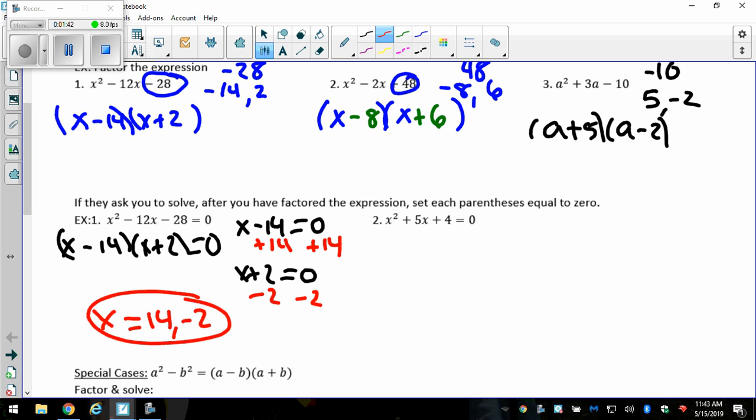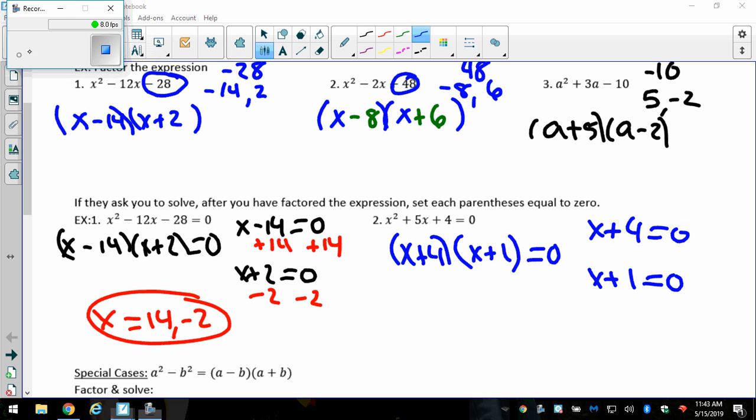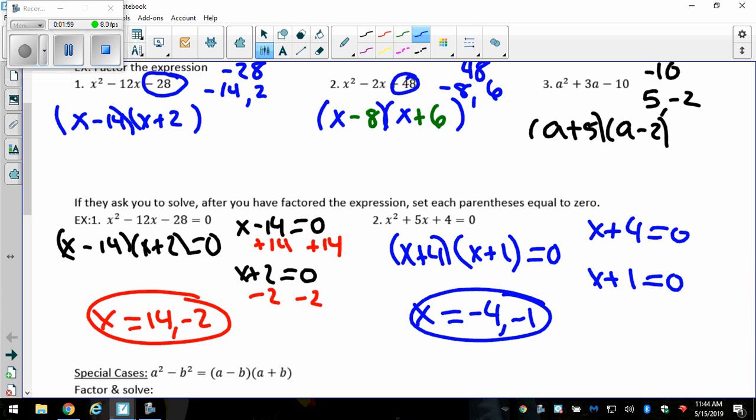Now let's try number 2. Your first step is to factor it. So the factors of 4 to get 5 were 4 and 1. You set each part equal to 0. You would subtract the 4 and subtract the 1. That gives us x equals negative 4 and negative 1 as our answer.